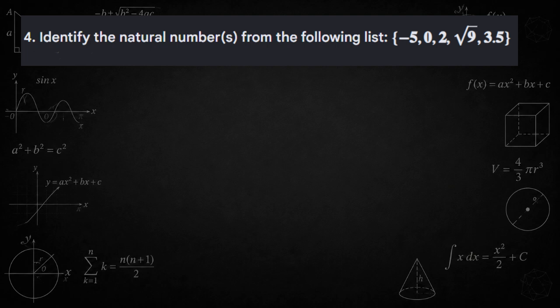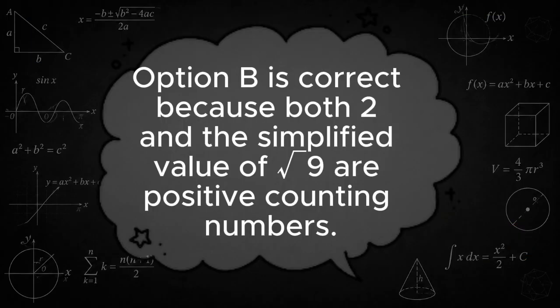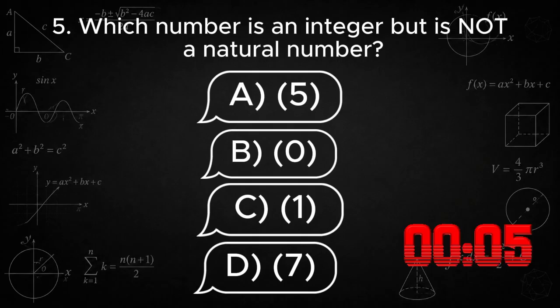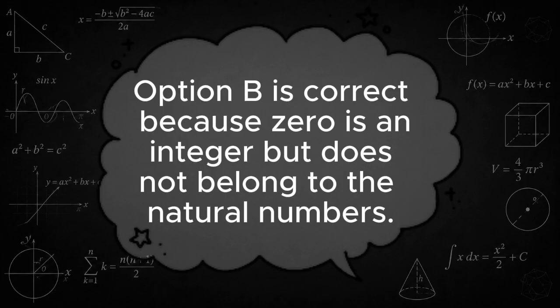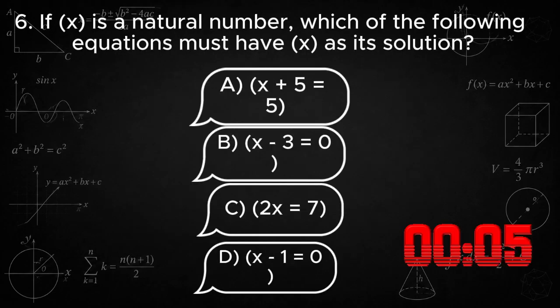4. Identify the natural numbers from the following list: -5, 0, 2, square root 9, 3.5. 5. Which number is an integer but is not a natural number? 6. If x is a natural number, which of the following equations must have x as its solution?